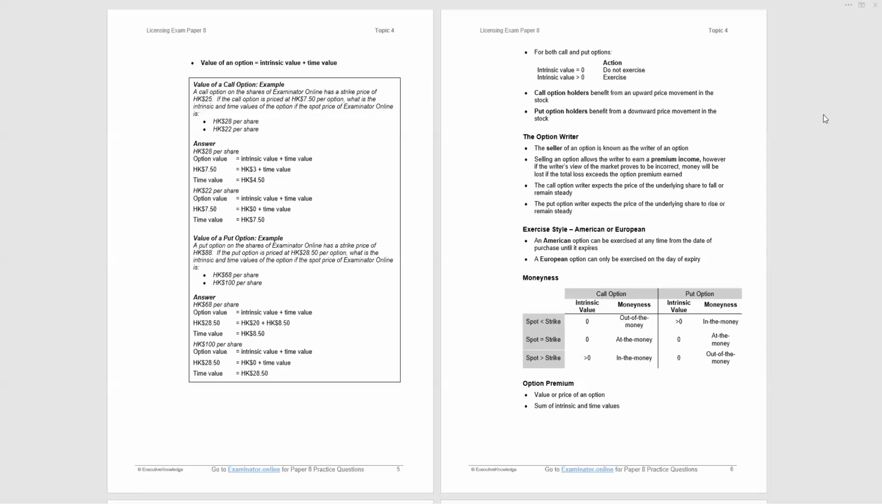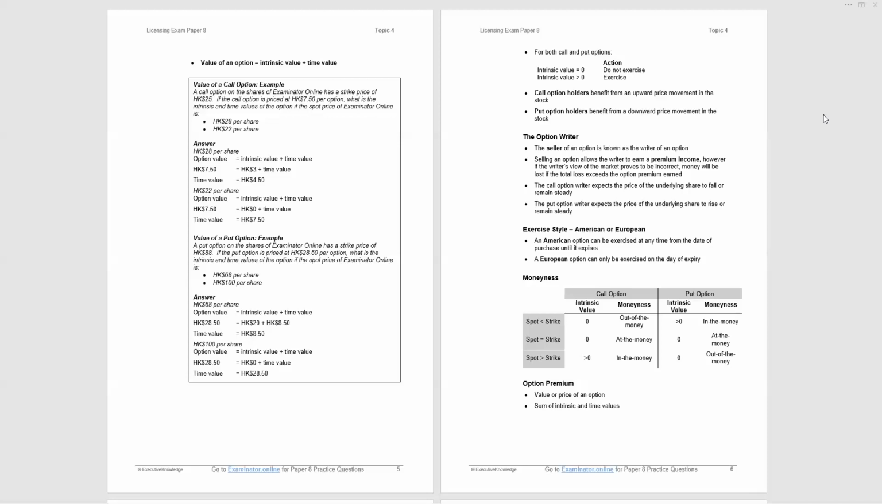Top of page 6, we see that if the intrinsic value is 0, we'd say you're out of the money, you're not going to exercise, whereas if the intrinsic value is greater than 0, yes, you are going to exercise. And following on, we see that call option holders will benefit from upward price movement. Put option holders benefit from downward price movement, given that the exercise price is fixed.